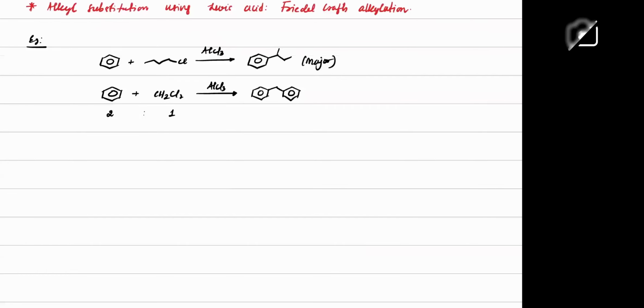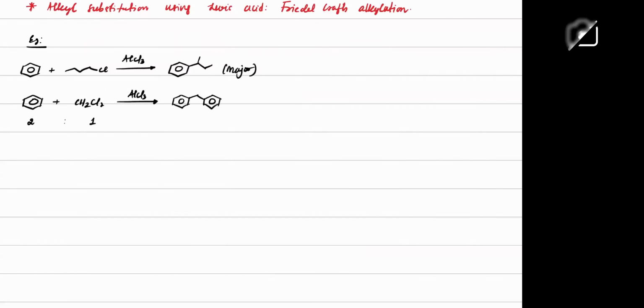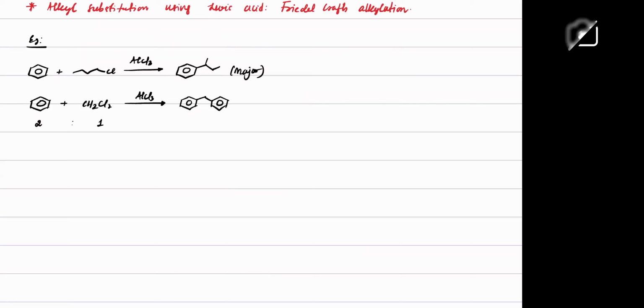Next, if you have benzene which already has some connection of alcohol present, let's say like this, clear?